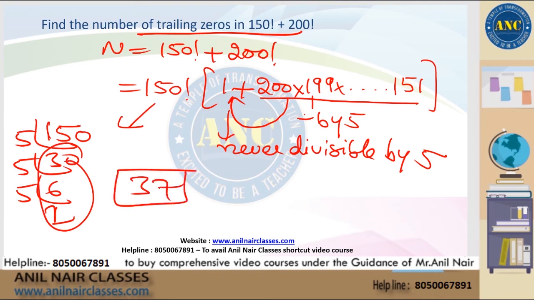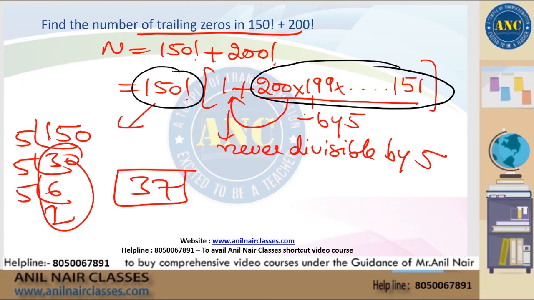Idea clear, right? If I take 150 factorial common, 1 plus 200, 199, 198 and so on up to 151. That means this entire number is divisible by 5 plus 1, meaning 5k plus 1, which is never divisible by 5. In 150 factorial, 5 30s are, 5 6s are, 5 1s are. 30 plus 6 plus 1. The answer is nothing but 37.